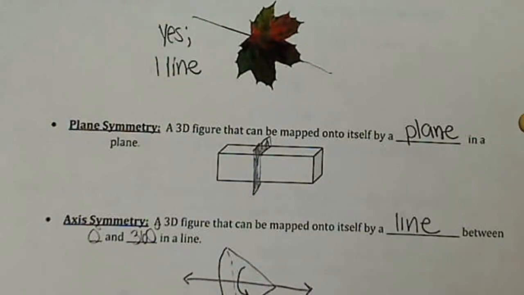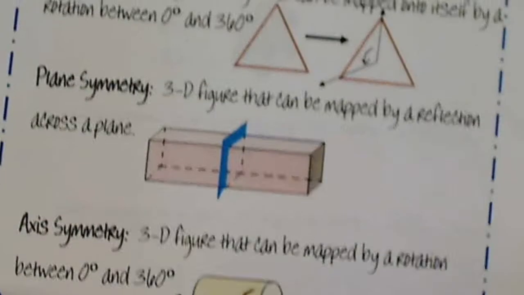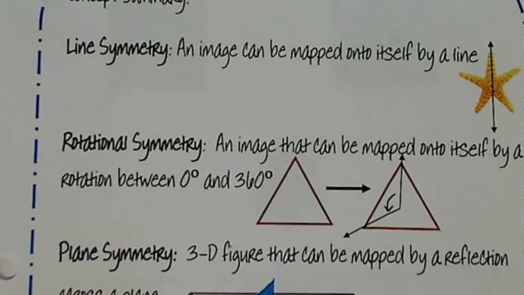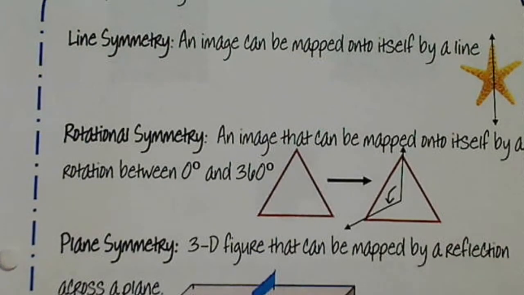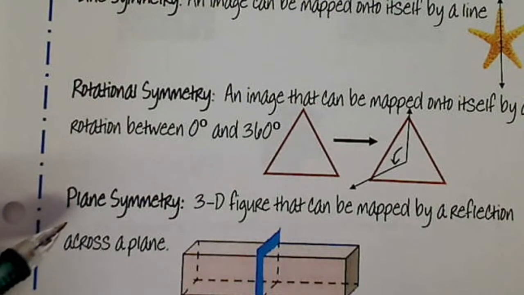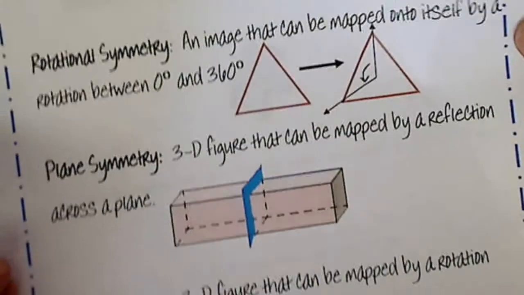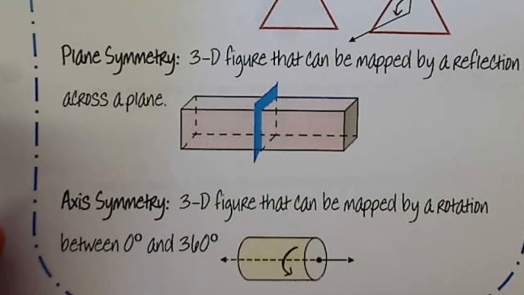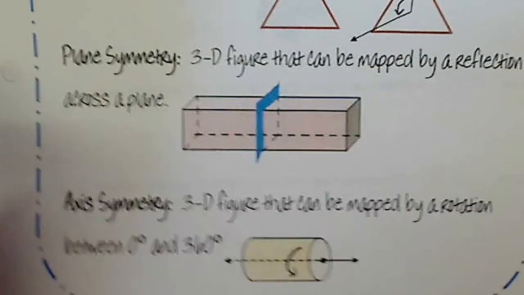Please notice the back page of your notes that has the concept summary. Look over all of these shapes and terms so that you know them. Line symmetry, rotational symmetry, plane symmetry, here's a better picture for you, and axis symmetry. Okay? There you go.